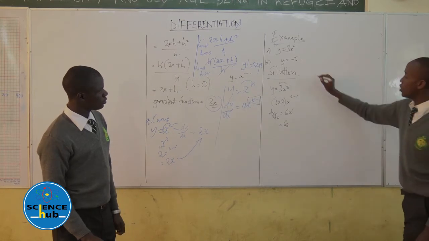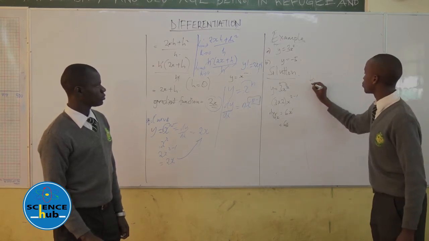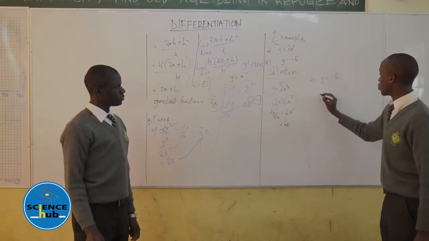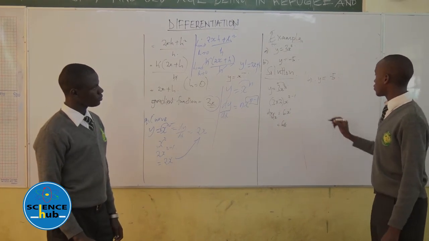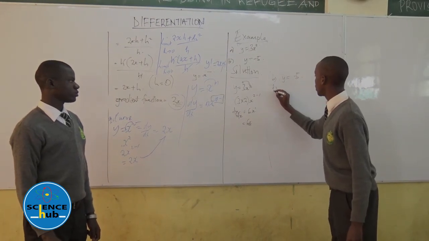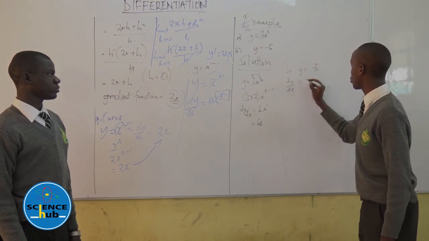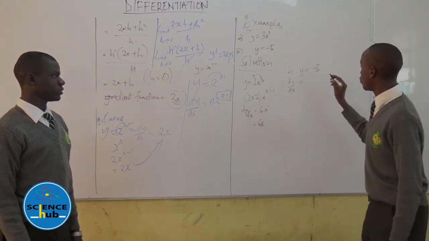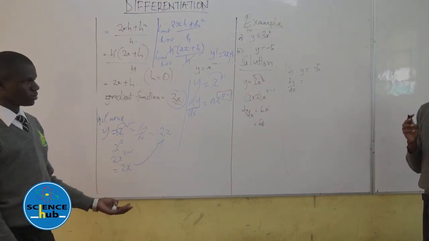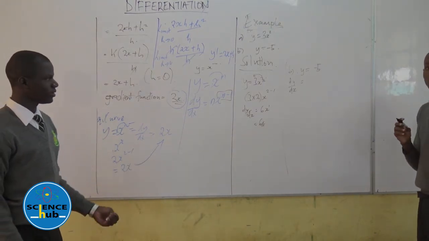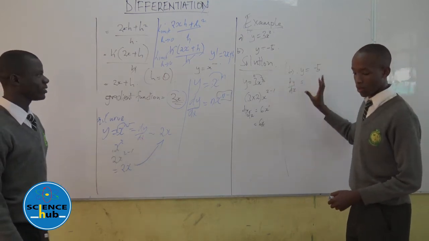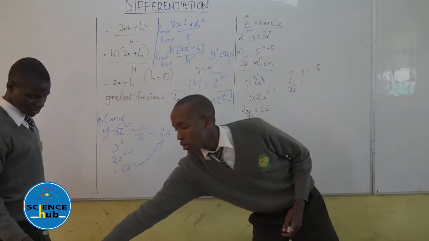Let us go to b. We have y equals minus 5. So what is our gradient function? We're going to have dy over dx equals, you've noticed here we don't have x.